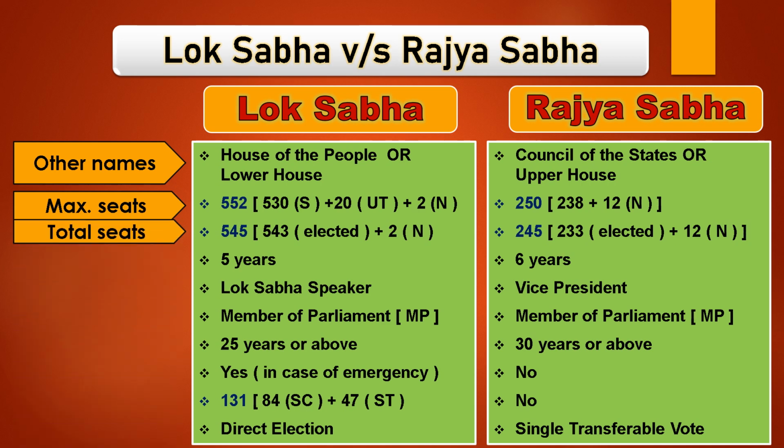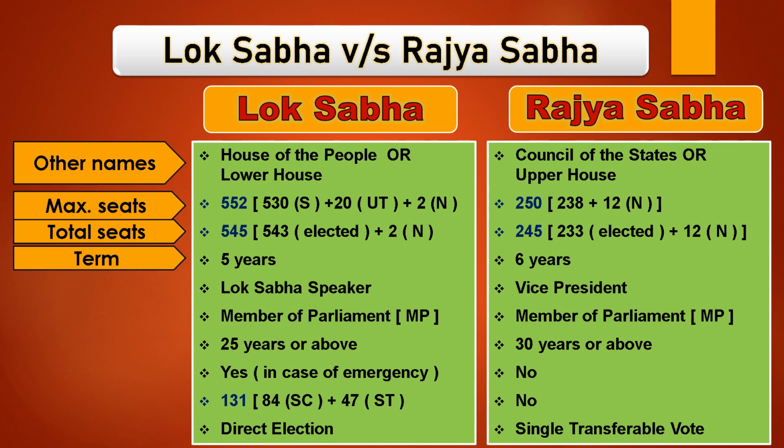Now let us understand at present what is the total strength of the members in both the houses. The first here, the Lok Sabha, at present the total strength is 545. Out of these, 543 members are elected and 2 are nominated by the President of India. And in Rajya Sabha, at present the total strength is 245. Out of these, 233 are elected and 12 are nominated by the President of India.